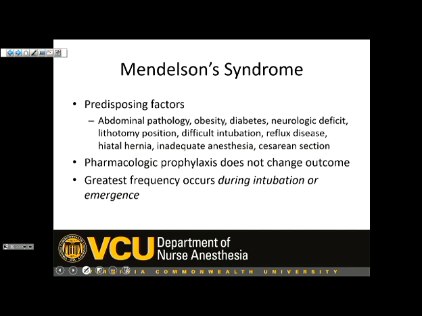We come through lighter planes going into induction, and coming out of them with emergence. So those are the two greatest frequency time periods. You'll see various sources that will tell you induction is more risky than emergence, or emergence is more risky than induction. I'm not going to split hairs over that. Induction and emergence are the highest risk periods for aspiration.